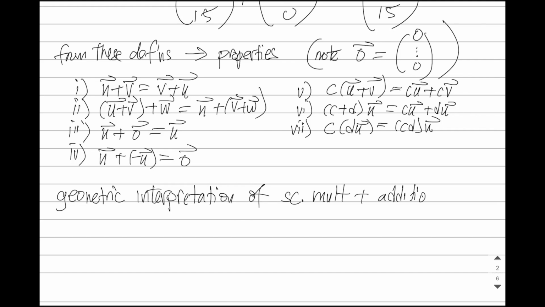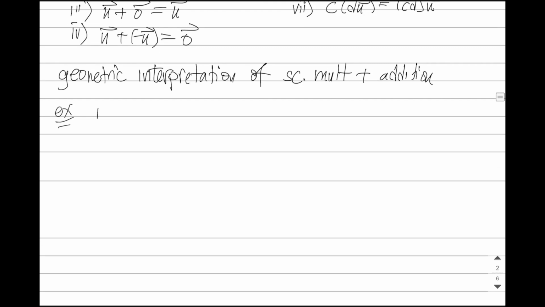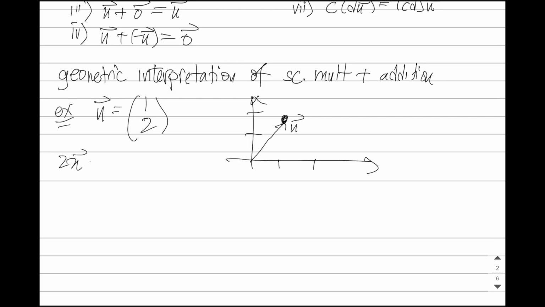So scalar multiplication. For example, if I had u as the vector 1, 2, I can draw this. There's u. If I were to take 2u, for example, that means I'm scaling each entry of the vector, and I'll get 2, 4. So 2u ends up being this vector over here. You can think of it as just the dot. You can think of it as an arrow. So that's what u is. That's what 2u is. You can see that it's stretched by a factor of 2.